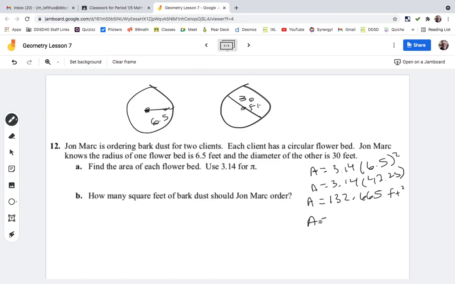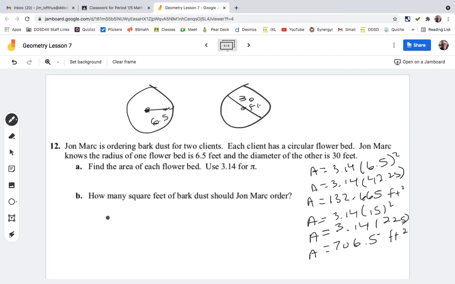Okay. Let's find the other one. Area is equal to 3.14 times 15 squared. 15 times 15 is 225. 3.14 times 225 is equal to 706.5 square feet.